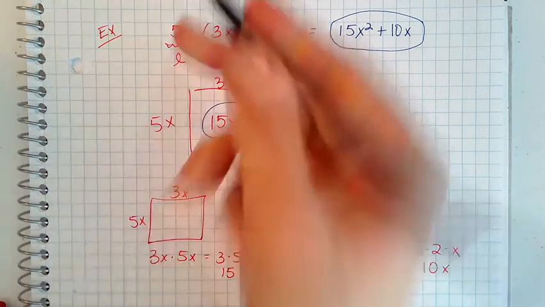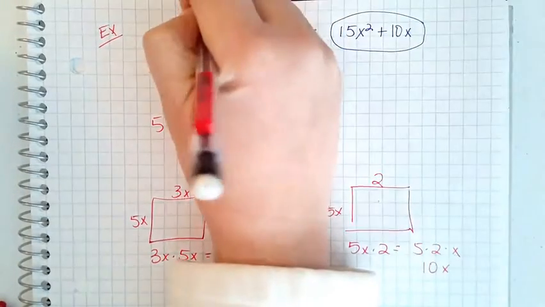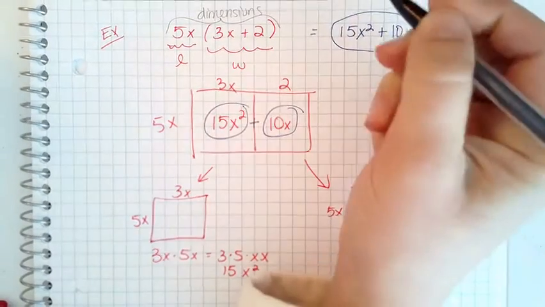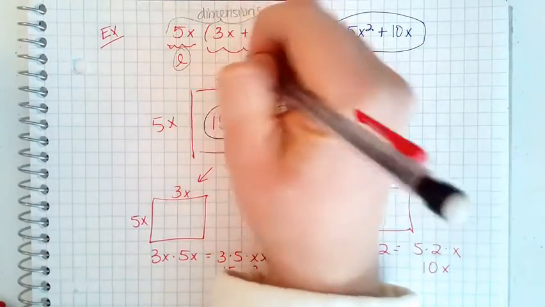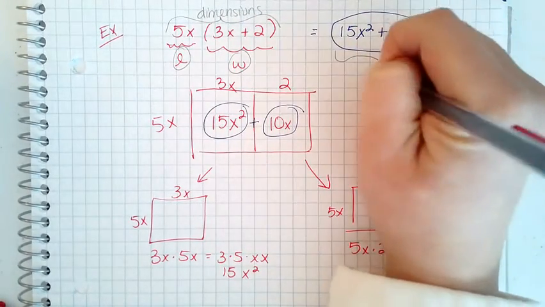Okay. Someone in one of my classes was asking, I'm having trouble understanding what all of these pieces are. If we're thinking about the area model, these are the dimensions, so the length and the width, okay? And once it's distributed, this is the area.